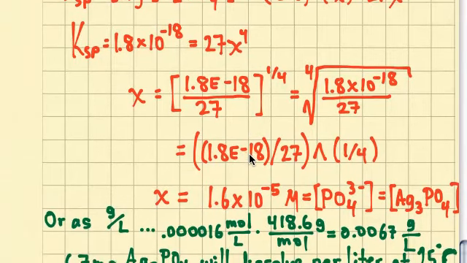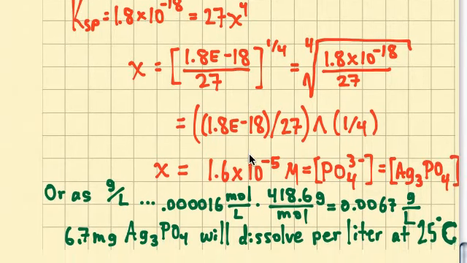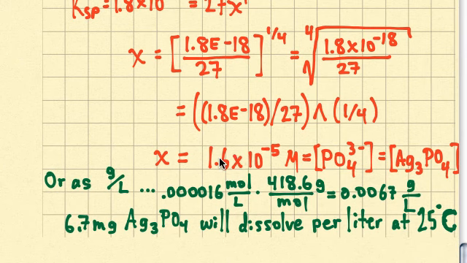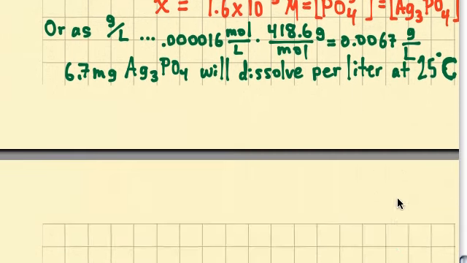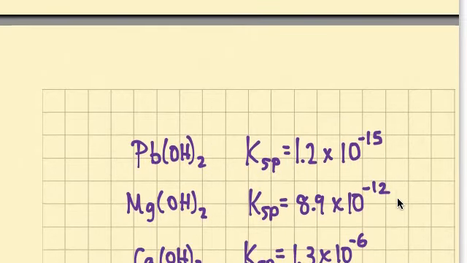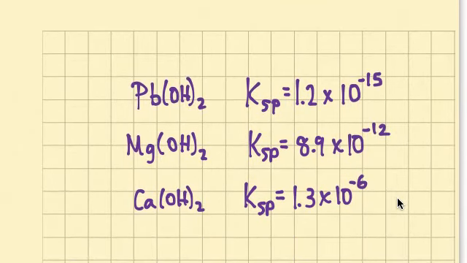Sometimes you've got to prepare yourself for this. They'll be really mean, and they'll ask, if I know how much silver phosphate gets into the water in moles per liter, can you change that to grams per liter, or even grams per 100 milliliters, which would be a little fun conversion. So be aware, you might have to change grams to moles at some point. Let's take a second and look at these.